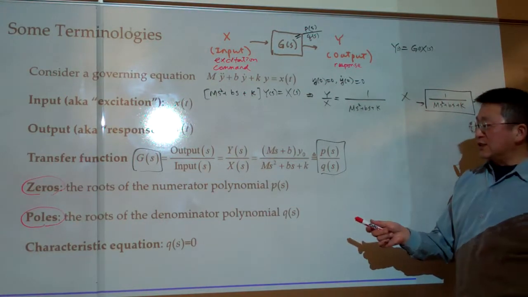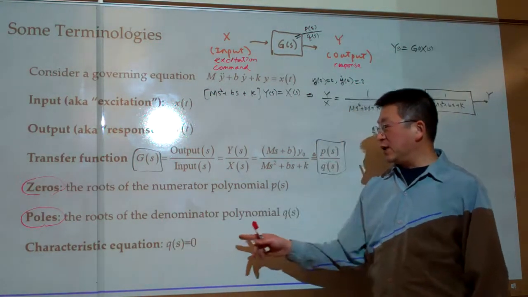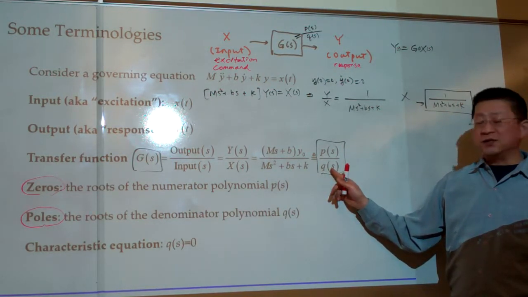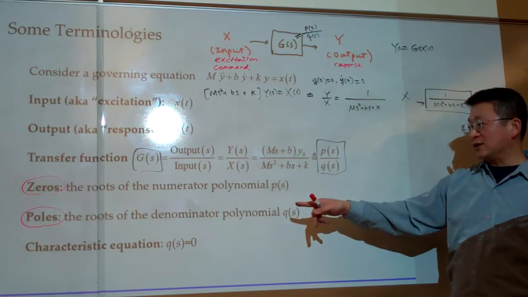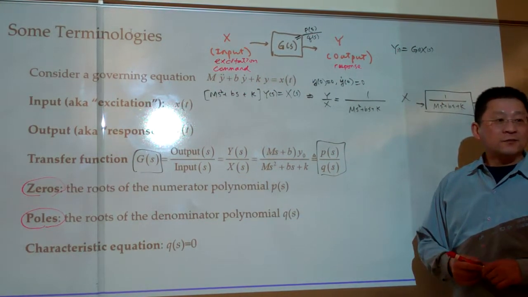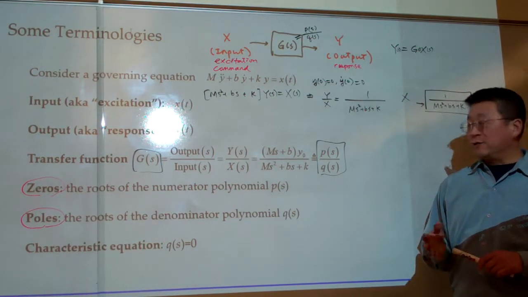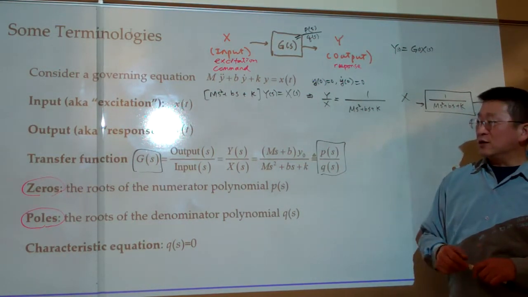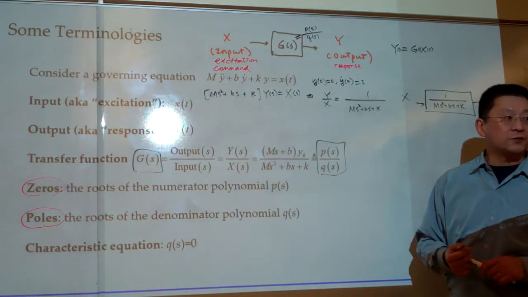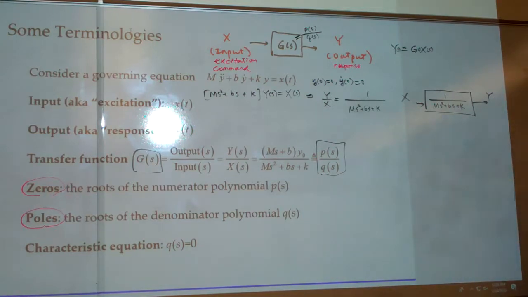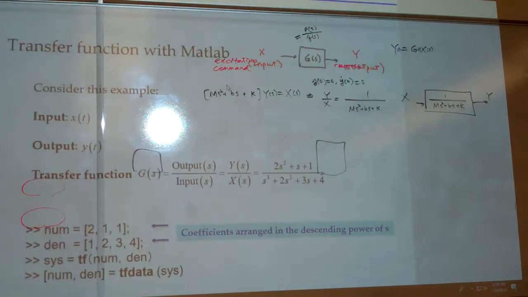And the characteristic equation simply means setting Q equal to 0. That means the denominator polynomial equal to 0. That is called the characteristic equation. So basically, on this page, I give you, for the first time, the official introduction of certain common terms in controls. Okay? Good? And we'll look at more examples here.